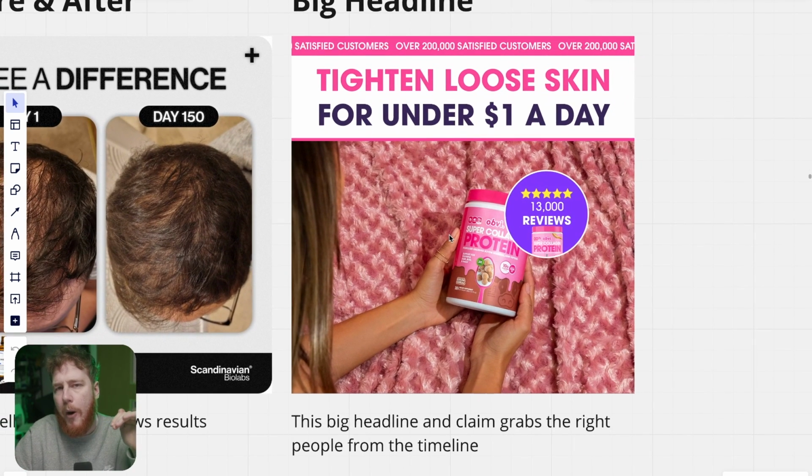Finally, this is probably the most popular type of static angle, and you see it all the time. The big headline, a big bold claim at the top, and then further down we just show the product. Lovely bit of social proof here. These work because we're grabbing people from the timeline, and that's exactly what we need to do in statics.